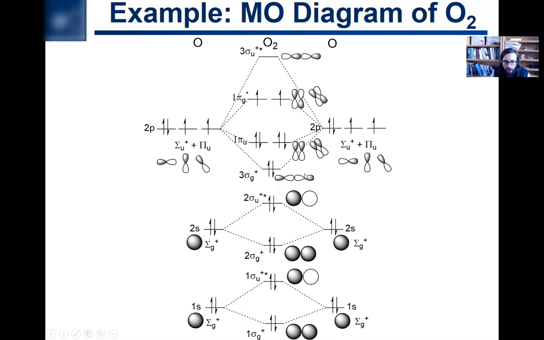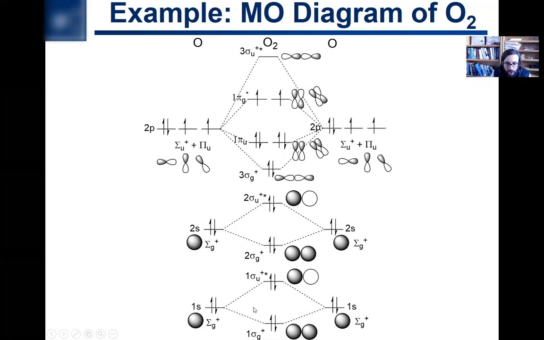We can label all of the symmetries of these, and I don't really want you to worry too much about this. This will make a little bit more sense when we get into molecular symmetry and group theory in chapter 4. But I've shown them here just for completeness. But you can see, this has sigma g plus symmetry, this has sigma g plus symmetry. They have the same symmetry, so they can make constructive and destructive interference. Of course, they have the same symmetry. They're both 2s orbitals on an identical atomic element.